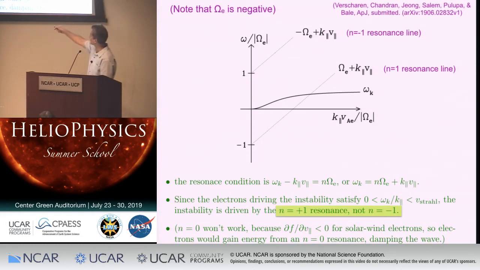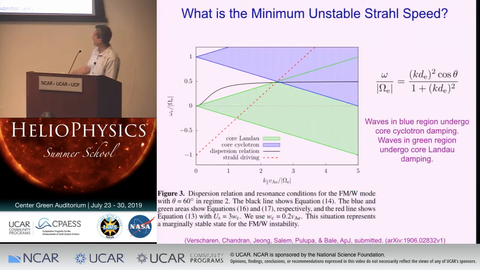It is the line that starts down at, it's actually omega e, which is negative. And then this line has a positive slope given by the Strahl speed, the parallel of the Strahl. And we want a wave that will intersect with this red dashed line, but not be in either the blue or the green areas. How can we do that?